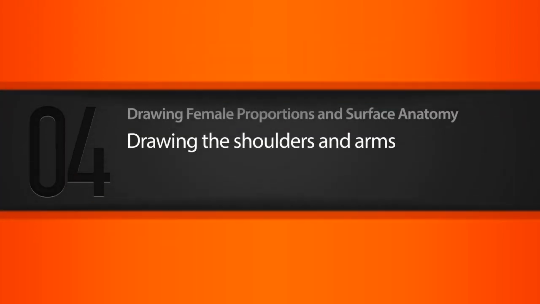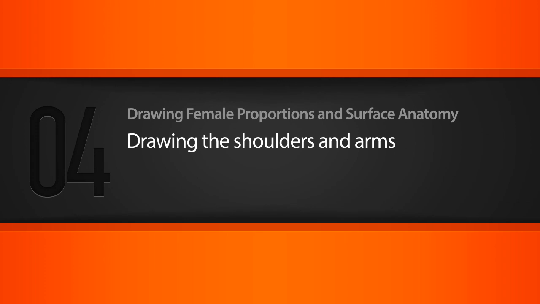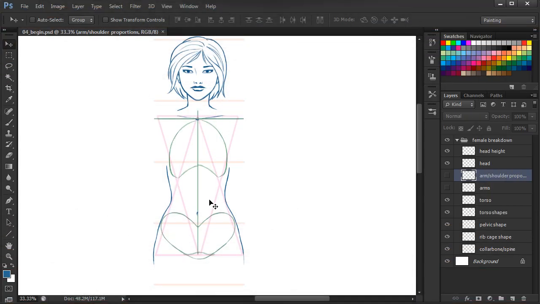In this lesson, we will learn how to draw the shoulders and the arms on our female subject. So let's go ahead and get started. Okay, so in the previous lesson, I left off by briefly talking about how we can begin working in the shoulder areas on our female subject.